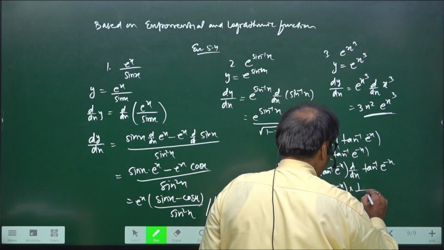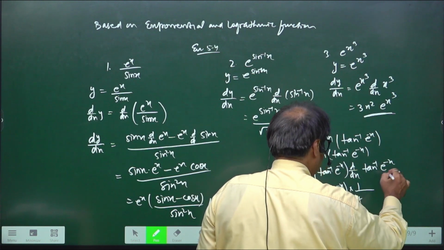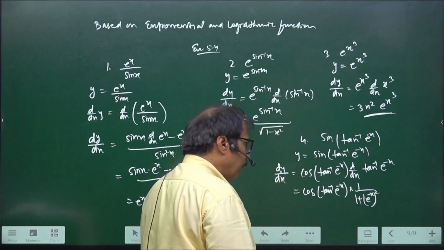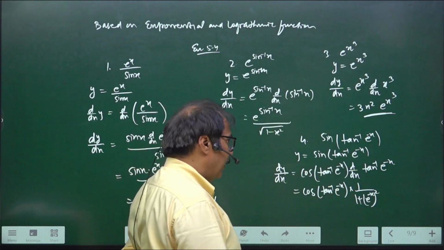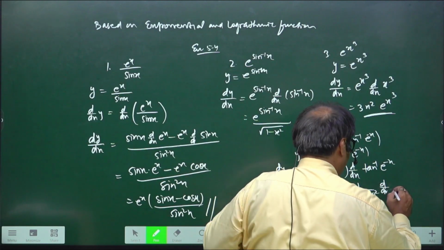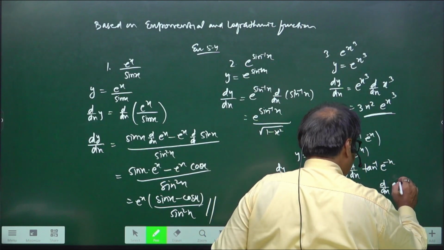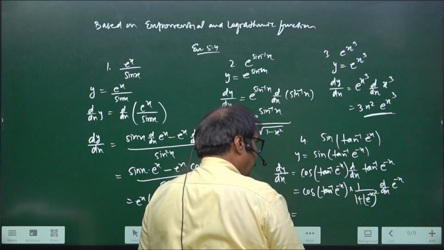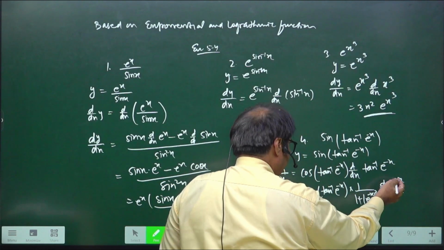So 1 upon 1 plus x square, what is x? Here it is e to the power minus x, squared, so we can write it like this, or e to the power minus 2x. And now what is left? d by dx of e to the power minus x. So the final answer is: e to the power x remains the same, but here is a minus sign.